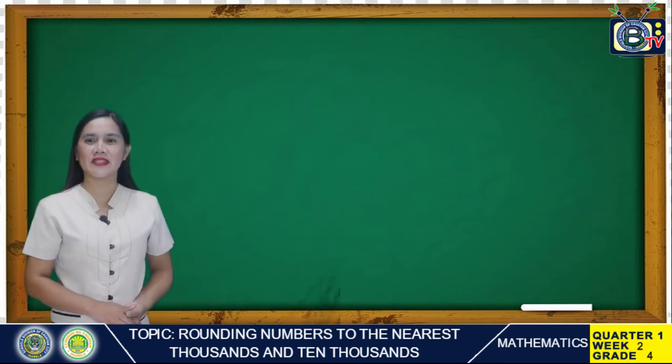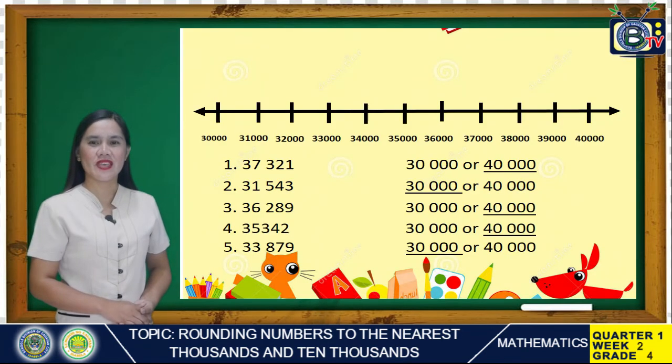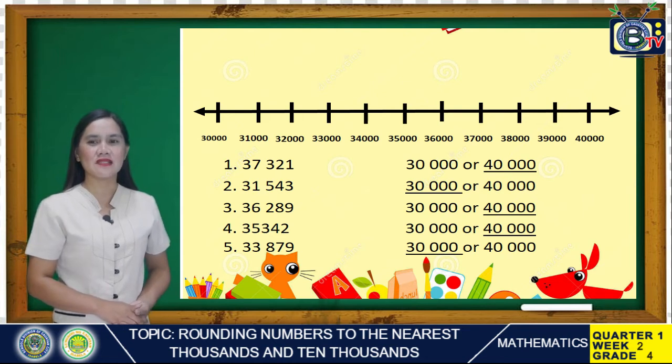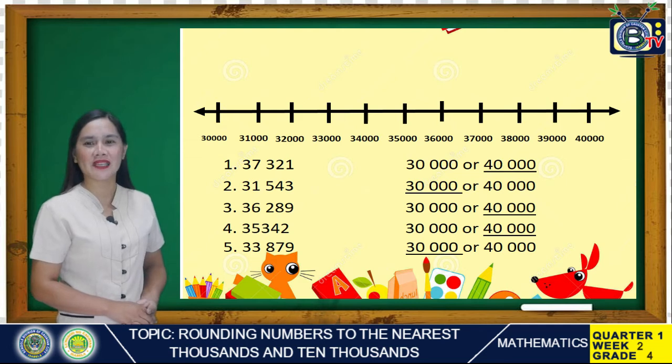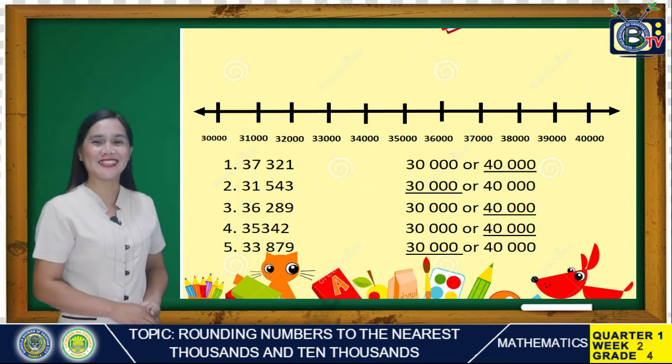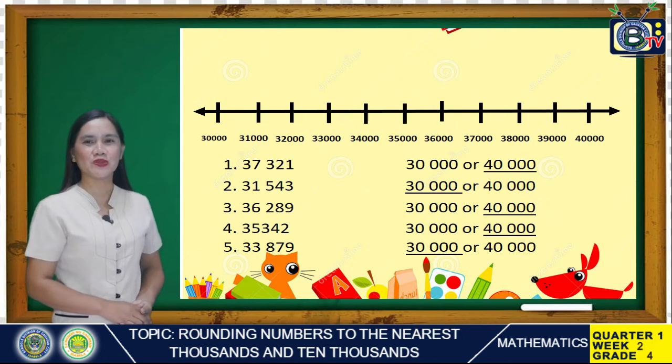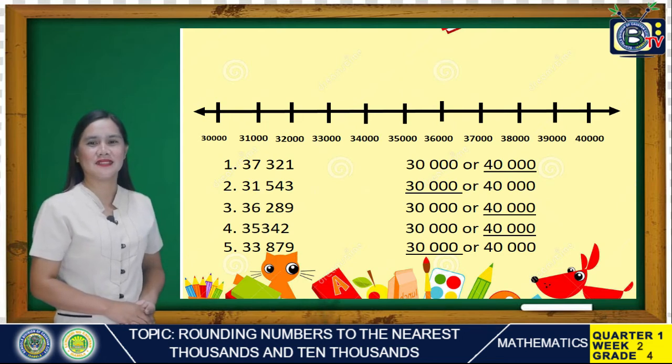Let us see if you got the correct answer. Number 1, 37,321 is nearer to 40,000. Very good. Number 2, 31,543 is nearer to 30,000. Yes, you are correct. Number 3, 36,289 is nearer to 40,000.